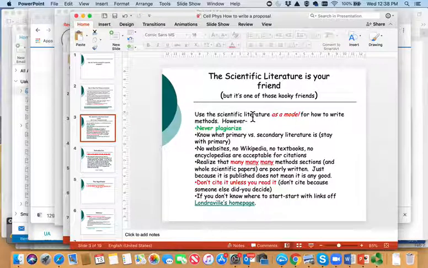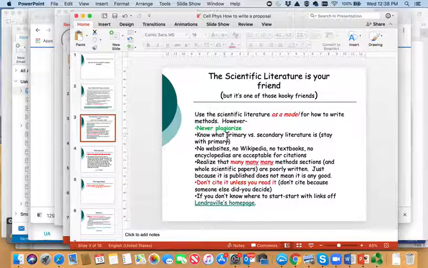So you want to use the literature as a model for how to write an introduction, how to write methods. Those are the things that you're going to focus mostly on for this proposal. Of course, you never want to plagiarize. You've heard about that in lab.